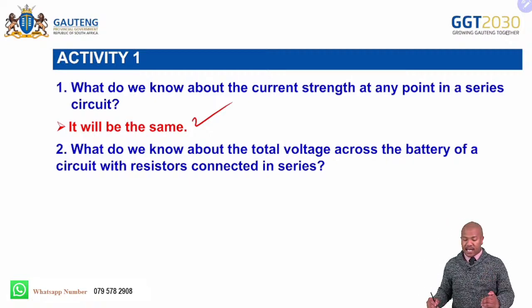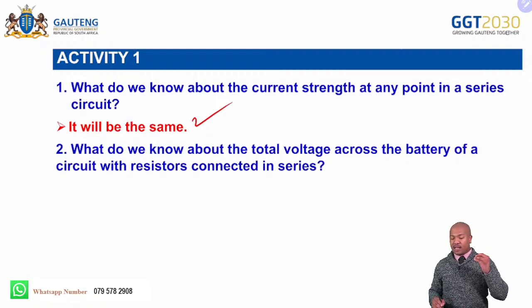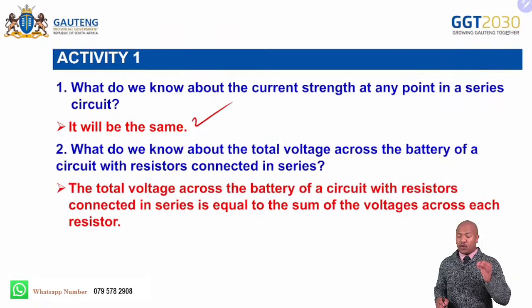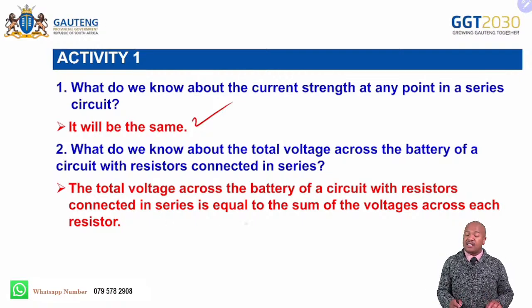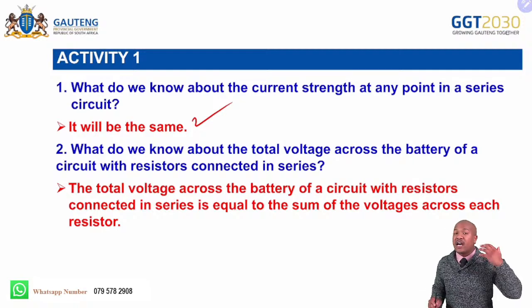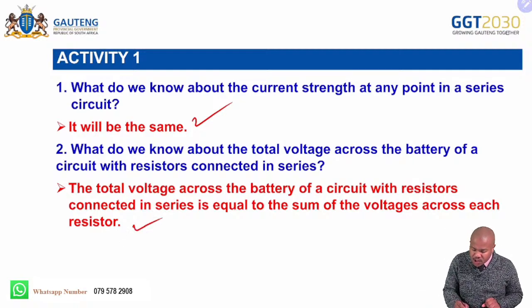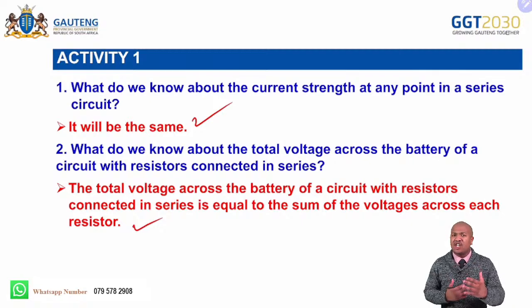And number 2 is saying, what do we know about the total voltage across the battery of a circuit with resistors connected in series? And we said that the total voltage across the battery of a circuit with resistors connected in series is equal to the sum of the voltages across each resistor. Are we together? So now let's just take a quick minute to write down the corrections. After 1 minute, we'll meet again.